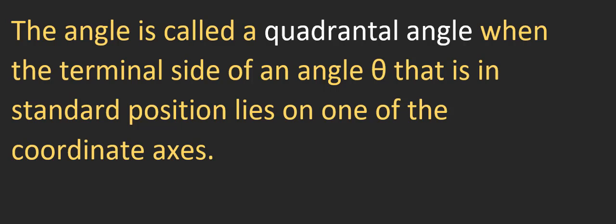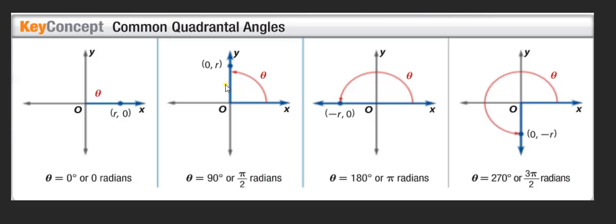In this video, we're going to talk about quadrantal angles. An angle is called a quadrantal angle when the terminal side of an angle theta that is in standard position lies on one of the coordinate axes. So here are some common quadrantal angles.